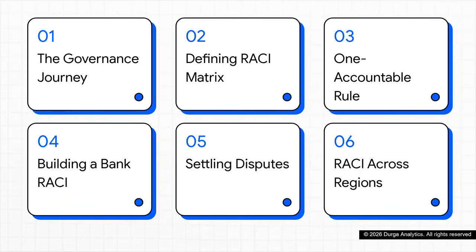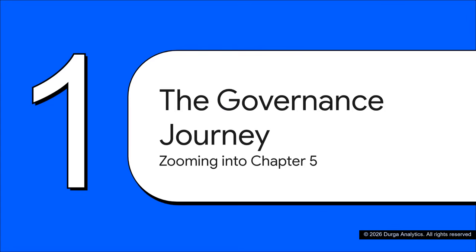So here's our roadmap for today: the governance course journey, defining the RACI matrix, the one accountable rule, building a bank RACI, resolving real ownership disputes, and finally, RACI across global regions. Let's get to it. Section 1, the governance course journey, zooming into Chapter 5.